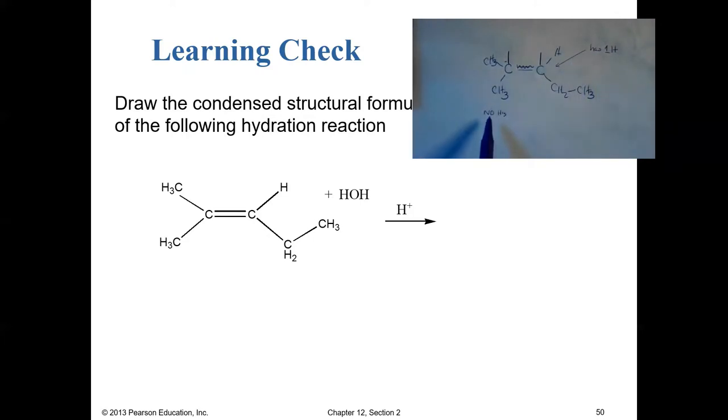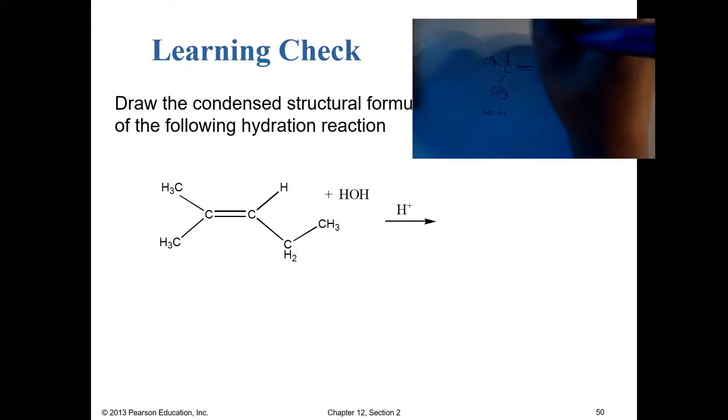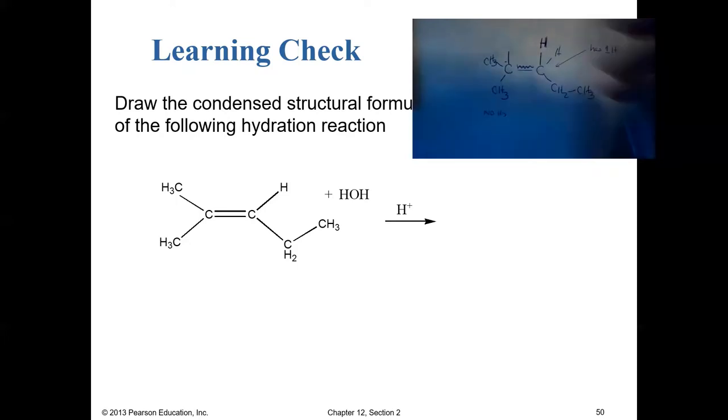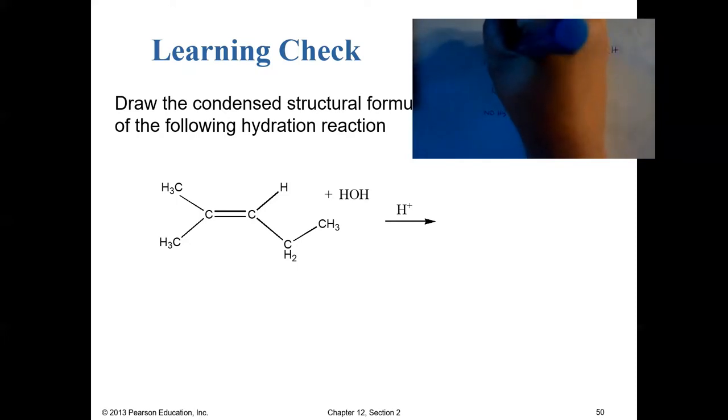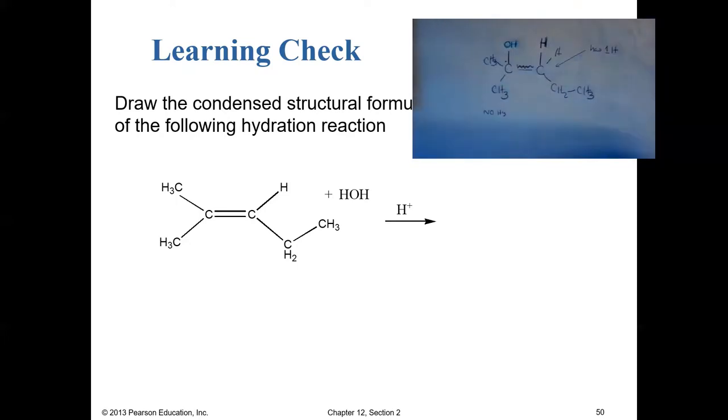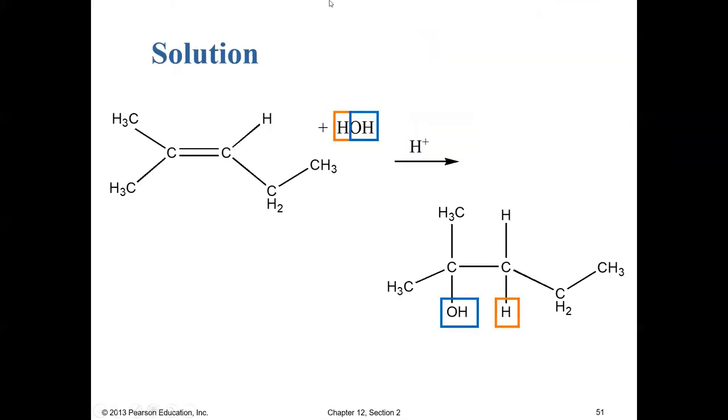Well, one is better than zero. So this side will get the hydrogen because it's going to go to the side with more. And the other side is going to get that hydroxide group, that OH. Okay, and that's where the alcohol is going to form. So again, it does matter. The hydrogen will go to the carbon with more hydrogens.